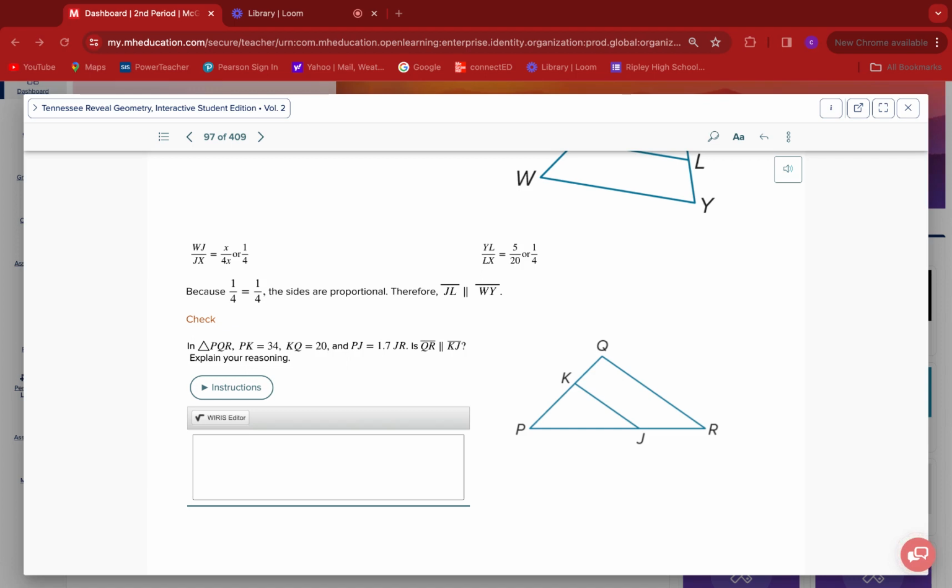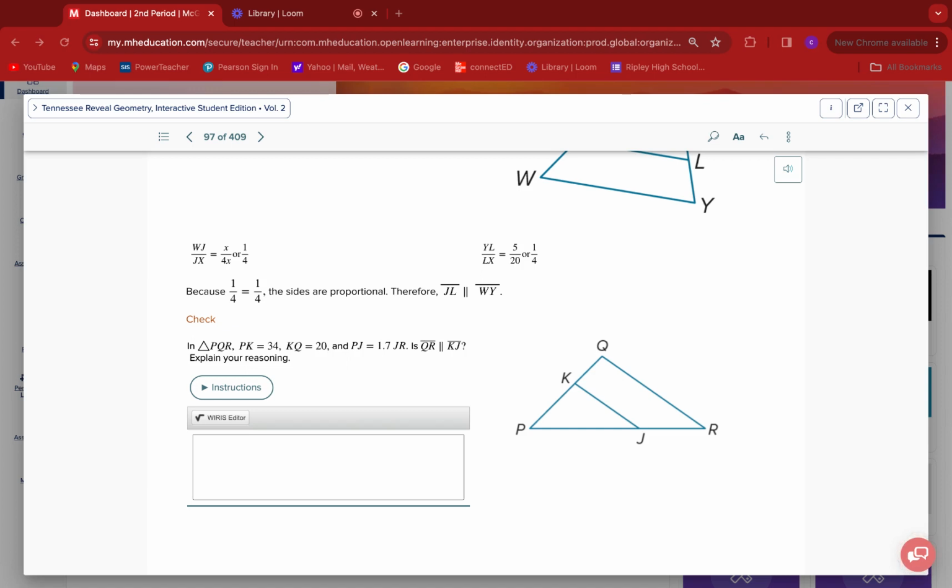All right, we got triangle PQR. PK is 34. We got KQ is 20. Now, those are the two numbers we're going to be comparing because they're on the same side here at the top. PJ is 1.7 of JR. So JR is going to be my x, and then PJ is 1.7x. Y'all, the hardest part about geometry is reading this stuff. So be careful.